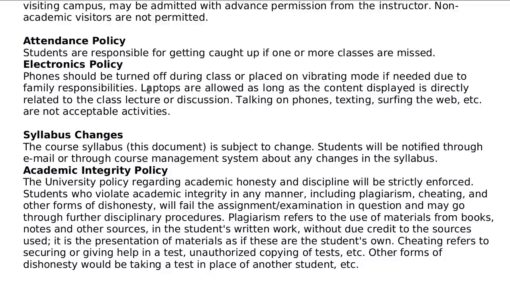Laptops, generally speaking, should be put away unless the content is directly related to the class, and I okay it. So definitely you should ask the instructor, that is me. And talking on the phones, texting, and surfing the web are just not acceptable, especially at the grad level.